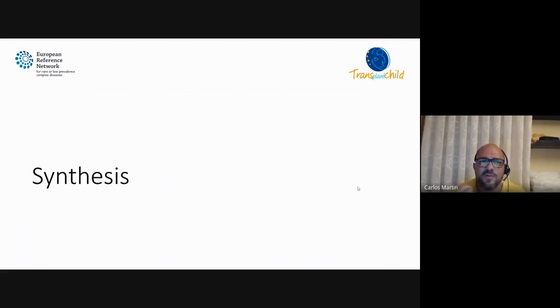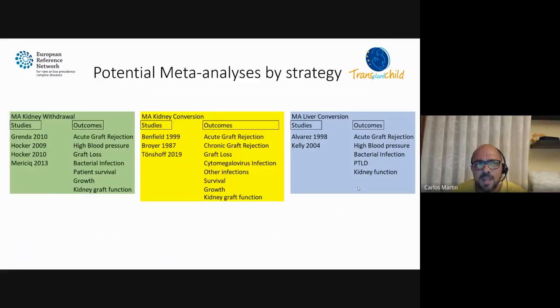So in terms of the synthesis of these outcomes, a potential meta-analysis by strategy, and I say potential because probably due to the heterogeneity within each strategy in terms of interventions, probably we cannot do meta-analysis by strategy.